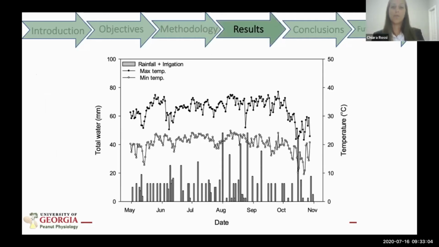So as I mentioned before, based on the days after planting, the plants are subjected to different environmental conditions. So we have total water and temperature. In this graph, I will show you these 2 parameters for the 3 planting dates.